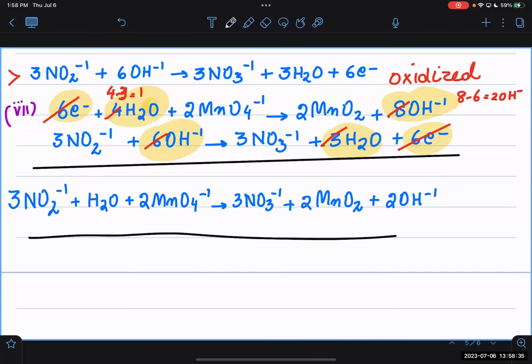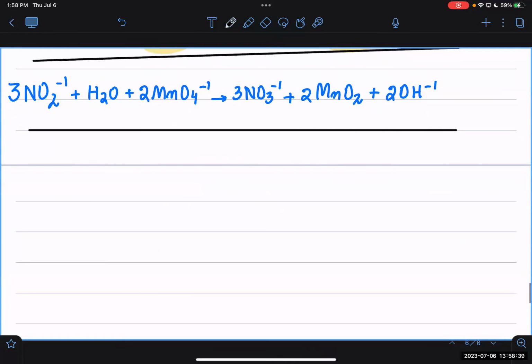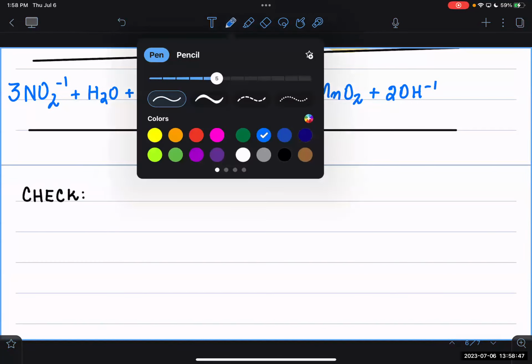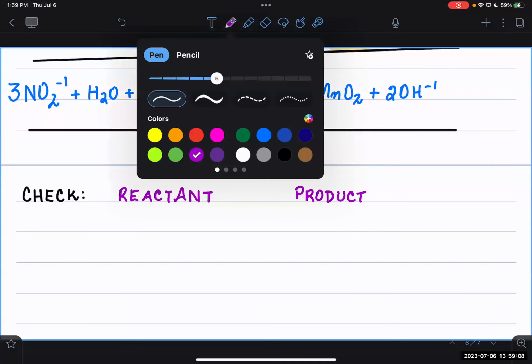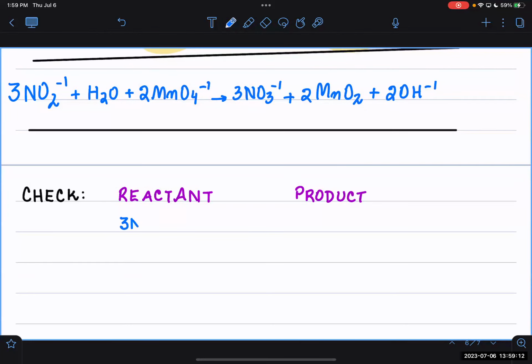This is your answer, but it's always a good idea to check also, just so we know we haven't made any mistake somewhere. Check, and then we will be done. Now we are going to look at the reactants and the products, not the oxidized and reduced anymore. Reactant side and product side. The charges should be the same. Here we have 3 NO2 minus 1, and then you have H2O, and then you have 2 MnO4 minus 1, and then on the product side you have 3 NO3 minus 1, you have 2 MnO2, and then you have 2 OH minus 1.